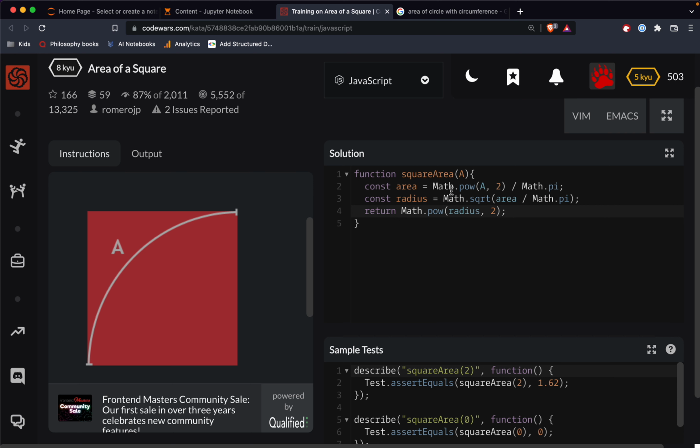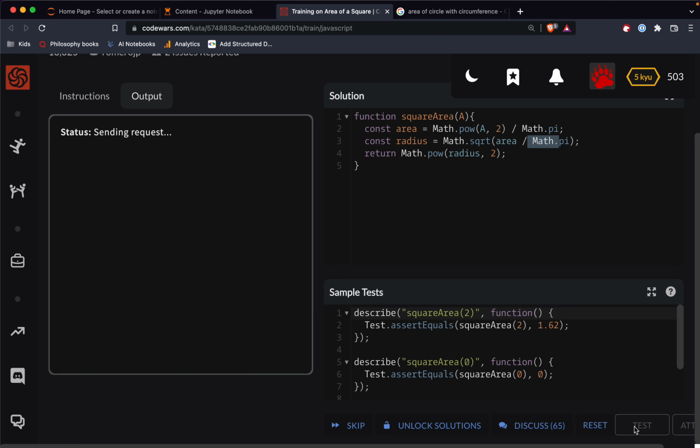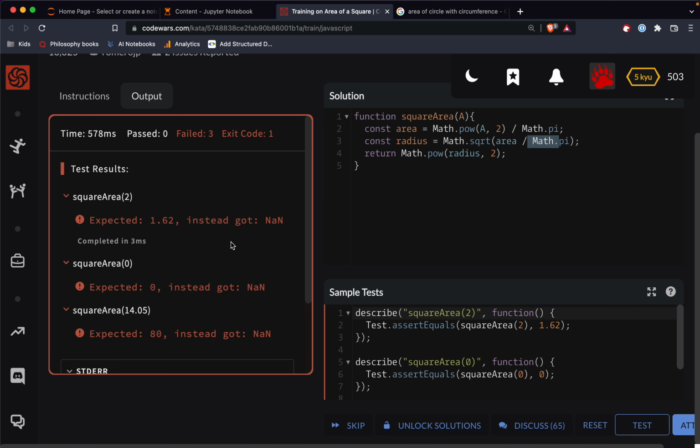Okay, I guarantee you there's a way to simplify this math. I just went step by step through it. I'm sure there's a way to reduce, I can already see we're dividing by pi over here, and then we're looking at pi over here. I guarantee you there's a better way to do this. Probably a correct way to do it too. Okay, so instead got NaN.